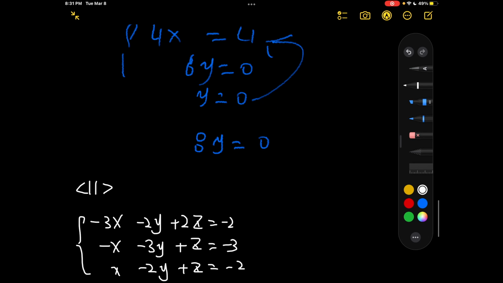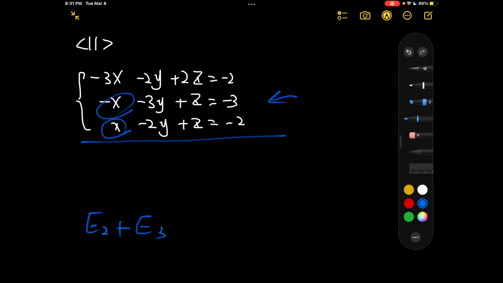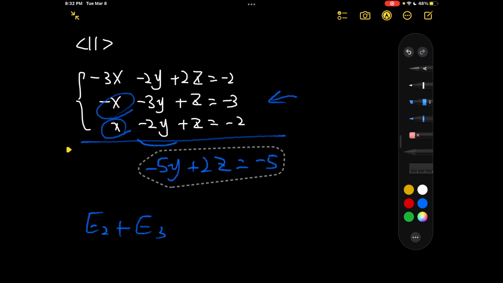Okay, let's move on to question 11. We have 3 equations and 3 variables. We're going to try to eliminate x. So equation 2 plus equation 3, which cancels out the x. Adding together, these two cancel out, and we get -5y plus 2z equals -5. That's the new equation 2. Set it on the side.